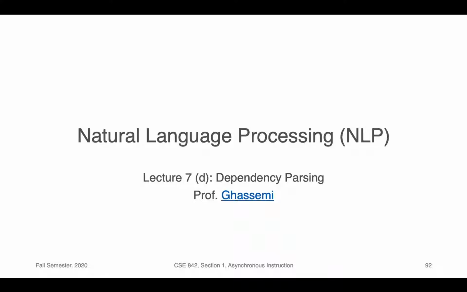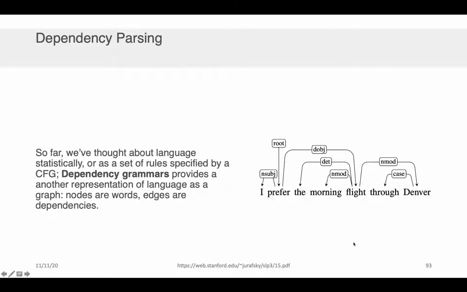In this component of the lecture, we'll be discussing dependency parsing. So far we've been thinking about language as a set of rules that are specified by a context-free grammar. Now, context-free grammars are very simple and elegant. Why? Because we can enumerate the rules. It's easy to think about, easy to write out as software, and so on.